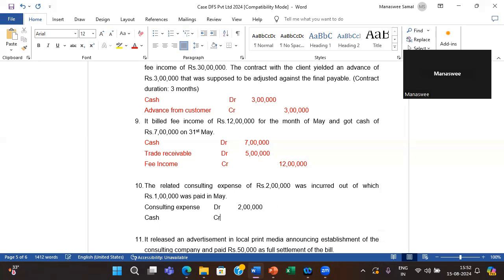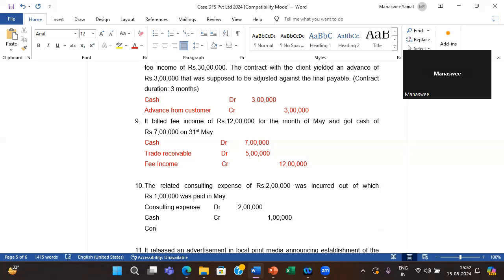These words we are just borrowing from the creator of the knowledge body, isn't it? Credit 1 lakh, and then the balance is payable. We'll just call it consulting expense payable, right? I think the whole world can understand it easily. Expense payable, we credit it because it's a liability that increases.